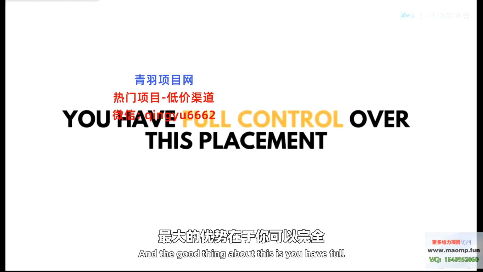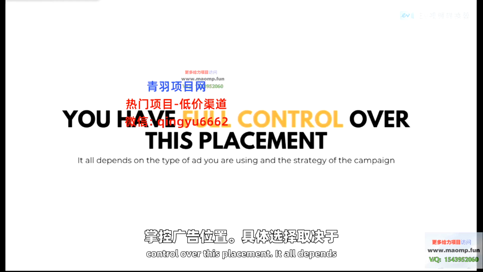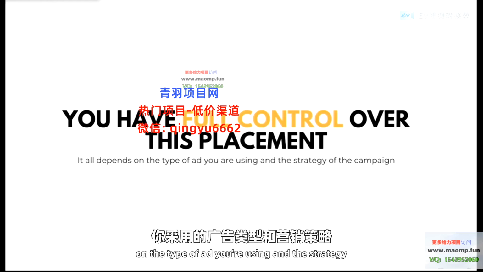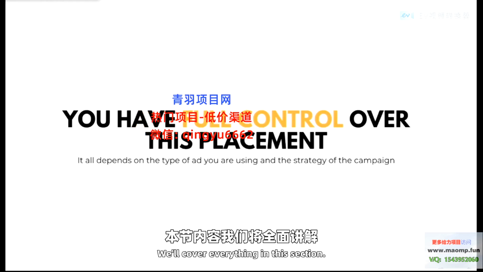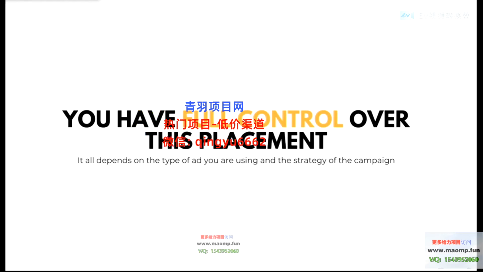And the good thing about this is you have full control over this placement. It all depends on the type of ad you're using and the strategy of your advertising campaigns. Don't worry, we'll cover everything in this section.